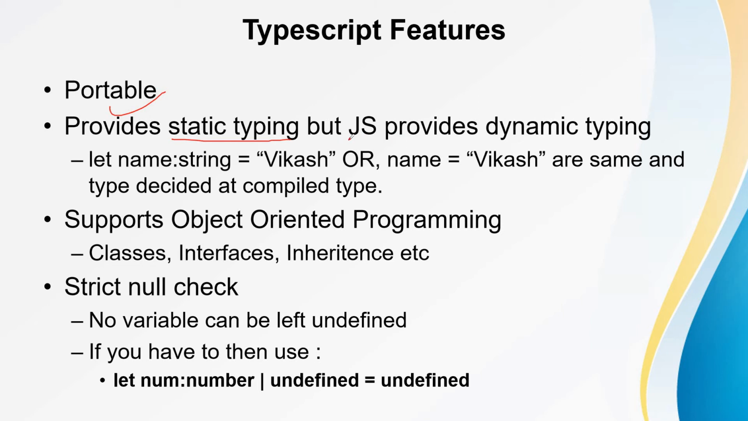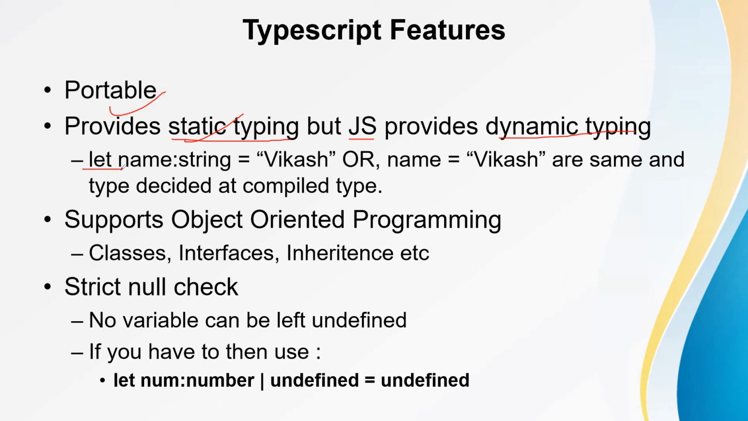You know that in case of JavaScript, it's always dynamic typing, which means until your JavaScript code runs, the type of any variable that you have declared inside your JavaScript code will not be decided, which means that any variable type in JavaScript is decided at runtime. But in case of TypeScript, the type of the variable is decided at compile time. I mean, it is static typing, right?